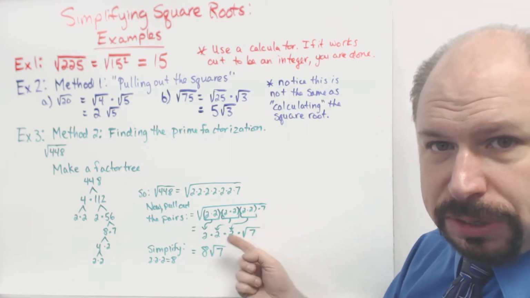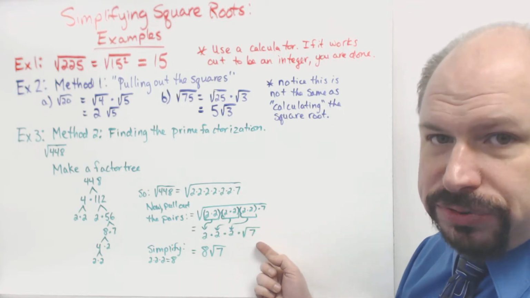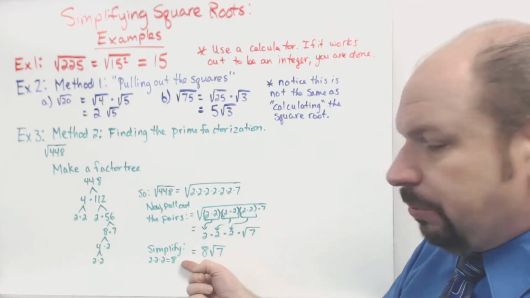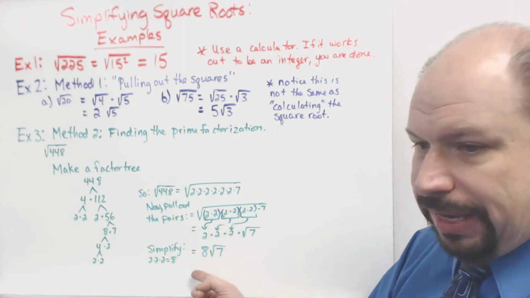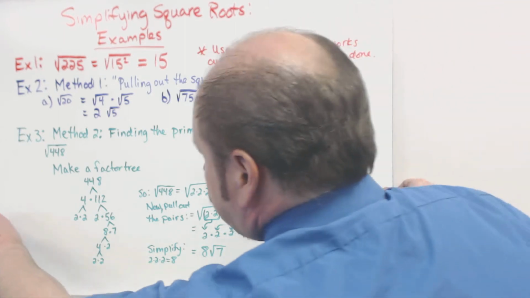So we have 2 times 2 times 2 times the square root of 7. And so we can just simplify: 2 times 2 times 2 is 8. So our final answer here is 8 square root 7.